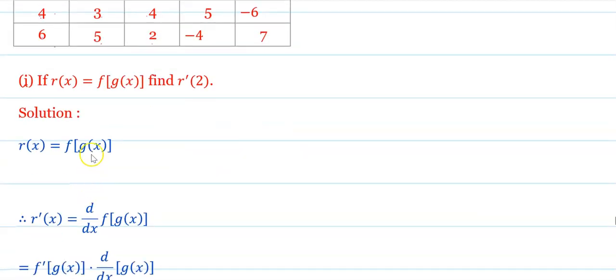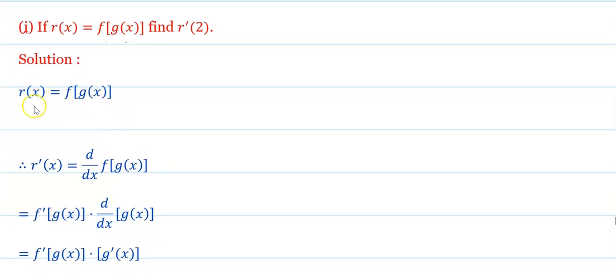Now first problem. See this here. If r of x is equal to f of g of x, find r dash of 2. Okay. आता r of x is equal to f of g of x. We want to find out r dash of 2. म्हणजे याचा डेरिव्हेटिव्ह फाइंड आउट करणार. That is, r dash of x means what? d/dx of f of g of x.